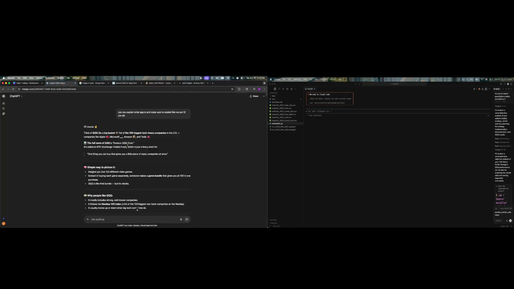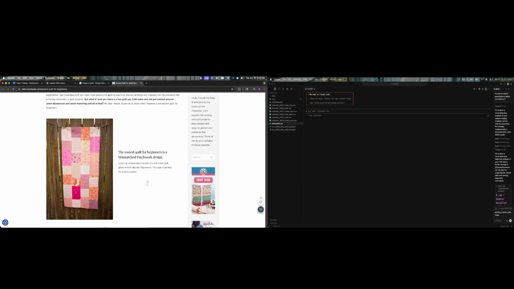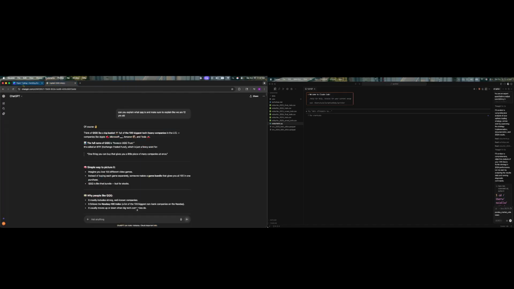So whenever you see an ETF, just think of a quilt, because each one of these patches represents a different company. Let's go ahead and close that. Close that too. Don't need you no more.